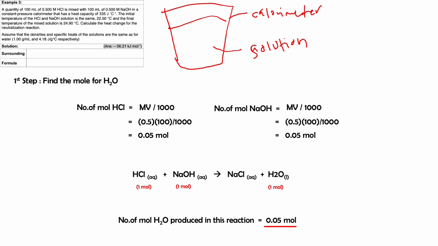Now let's proceed with the next method. Since we know that the number of mole of H2O produced is 0.05, let's find the heat release. As I told you before, because this question gives you the data for the heat capacity of the calorimeter and also the specific heat capacity for the solutions, we are going to apply this. Now, we are going to apply MC delta T.